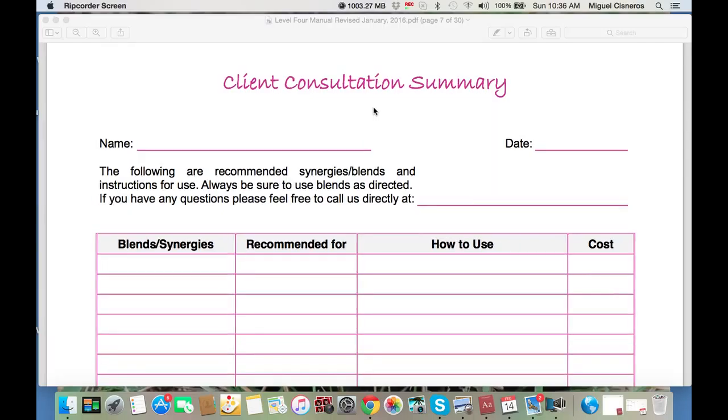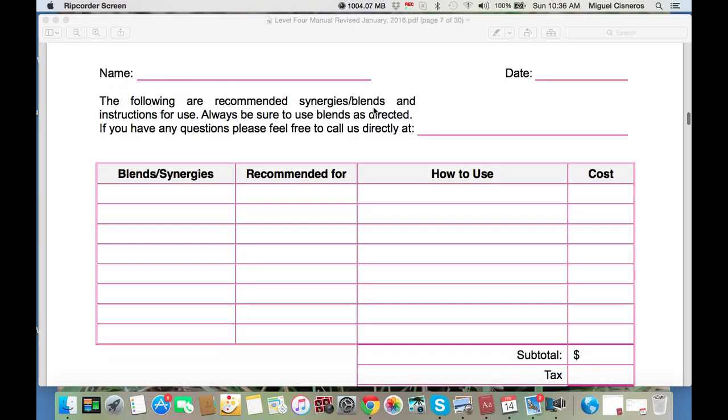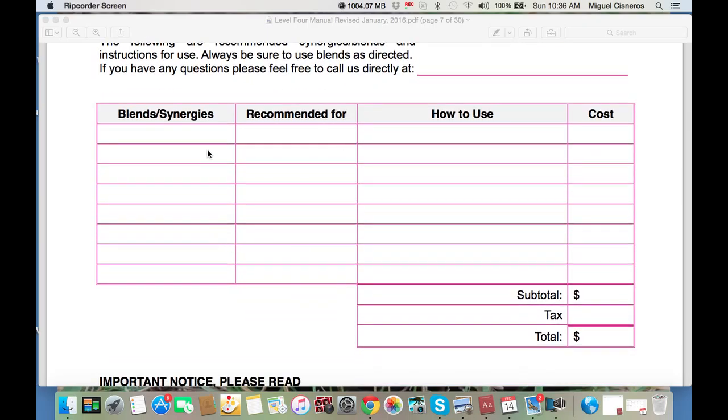The following are recommended synergies, blends, and instruction for use. Always be sure to use blends as directed. If you have any questions, please feel free to call us directly at, and then your phone number, contact number. And then let's say, for example, headaches. So the synergy will be the headache blend, recommended for as needed. How to use: put a drop in your fingertips, touch each side of the temples, and touch your nose. Rub your hands together. Cup your fingers over the tip of your nose and inhale.